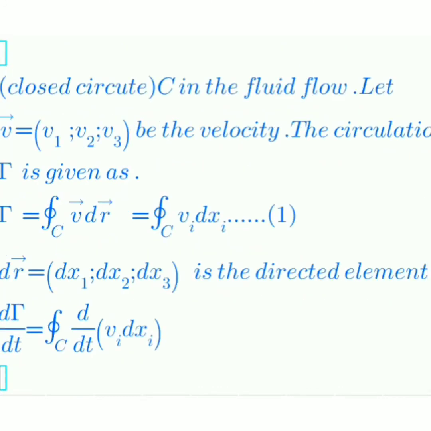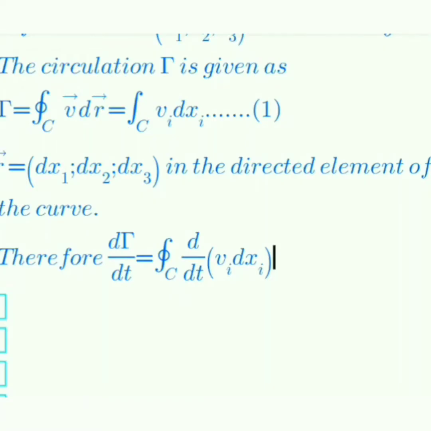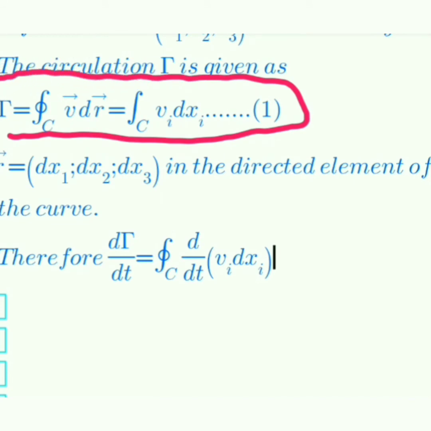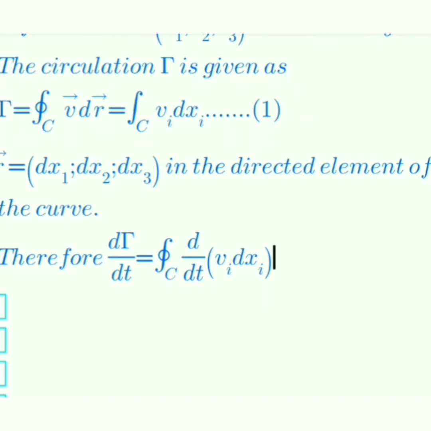Then d gamma by dt equals the closed integral over C of d/dt of Vi dxi, that is, d/dt of (Vi dxi). I derive these portions, and I just differentiate this value, because gamma is the integral of V·dr, that is Vi dxi, according to the coordinates. Since the region of integration is a definite portion of the fluid, that is, on the circuit C.